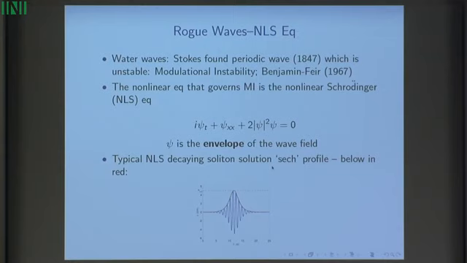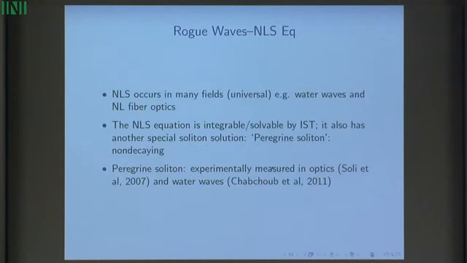And that's a typical case when you go to 0 at infinity, called the sech profile. Soliton, eigenvalues, the whole thing. And it occurs in many fields. Water waves, optics, two notable ones. Integrable. And there's another solution when you don't go to 0 at infinity, you go to a constant at infinity, called the Peregrine soliton. It's a rational function. You can get at it by limits of exponential profiles. And it was measured in optics in 2007 and subsequently in water waves in 2011.